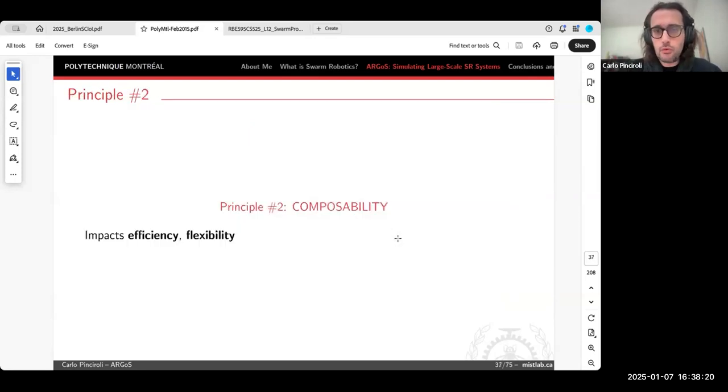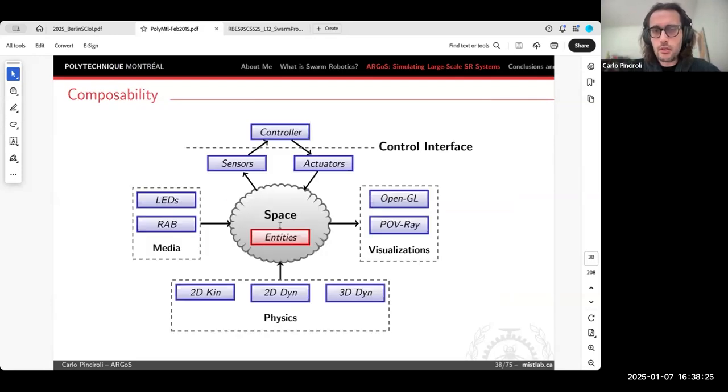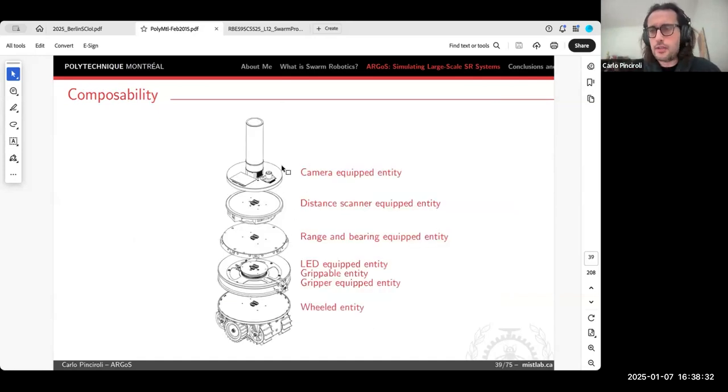The second thing that we do is making things composable. Making things composable means basically that, let me show a picture, for example. Because entities store the state of a robot in an abstract way, you can simulate that aspect of a robot the way you like. So for example, say that you have a camera-equipped entity. That means your robot has a camera, but that doesn't mean that there is a specific implementation of a camera. That simply means that the camera contains an image, and the image can be generated the way you want.